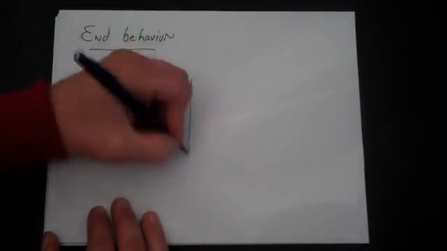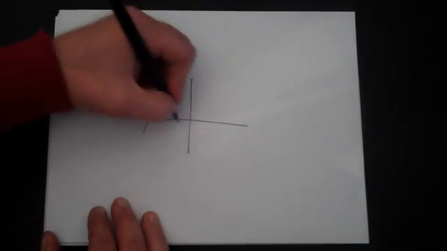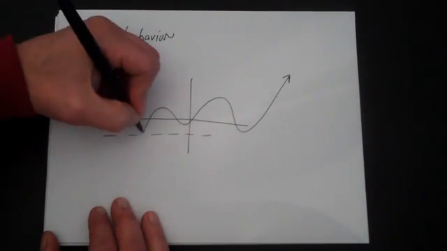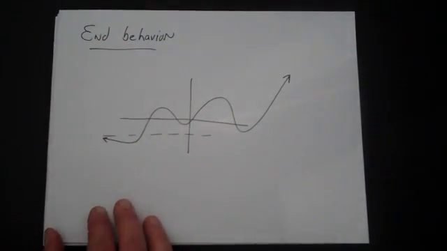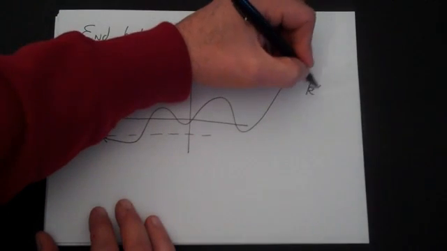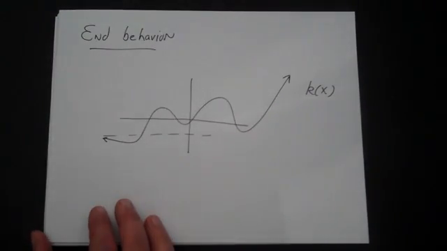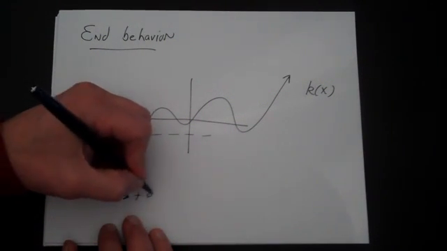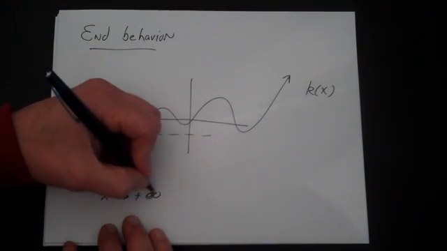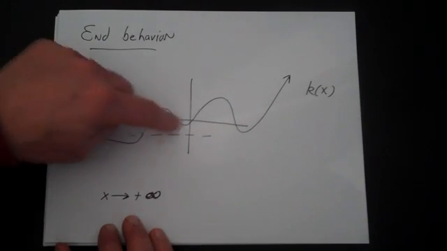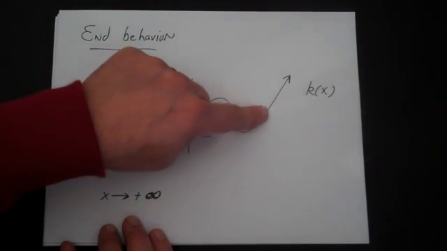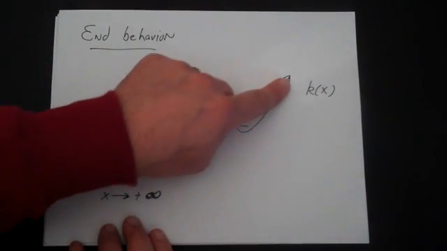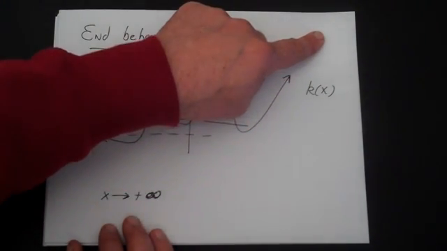So in general, if you have a function, let's call this k of x. If you notice here, as x gets very, very large, positive, then the function kind of piddles around here, and then when x gets large, it keeps increasing and increasing and increasing. So we say as x gets very large, y goes to positive infinity.